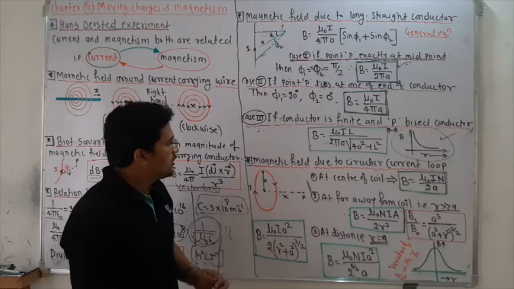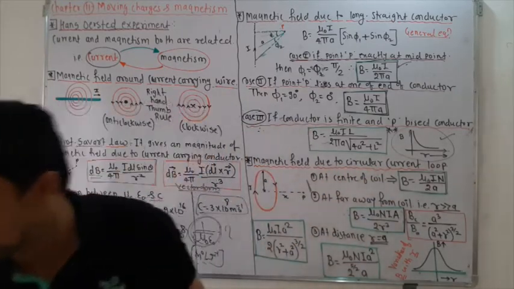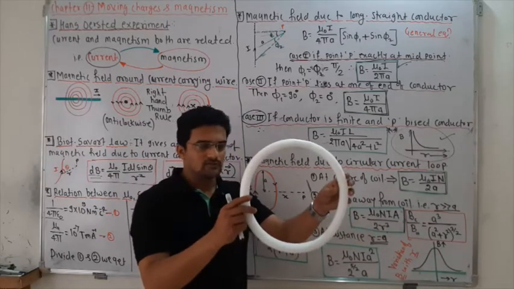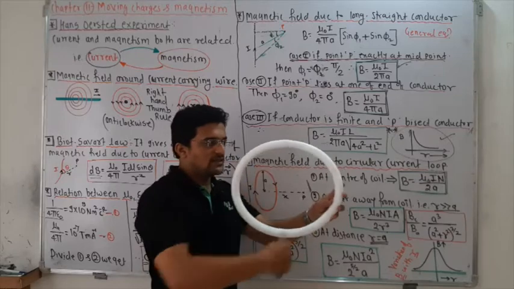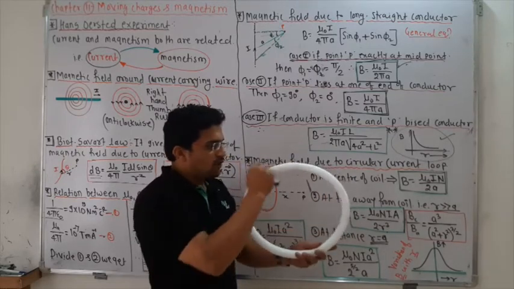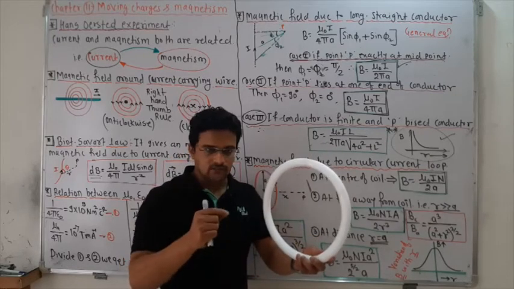Okay, next, a magnetic field due to a circular current loop. Suppose this is a current carrying loop, a wire in the form of a circle. Now if you pass the current, maybe clockwise or maybe anti-clockwise, it doesn't matter. What will be the magnetic field at the center of the coil, or at a certain distance x from the center?